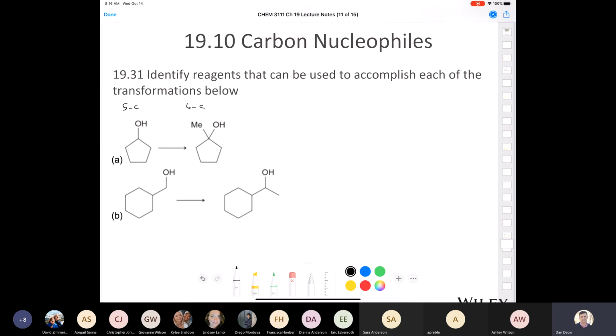Well, if I have a methyl group that's on the same carbon as an alcohol, probably the best way to think about that retrosynthetically would be if I had cyclopentanone, all I'd have to do is treat that with methyl magnesium bromide and then treat that with water, and that would give me the final product. So then the question becomes, how do I get from cyclopentanol to cyclopentanone? Who could tell me what would be a good way to do that? And there's more than one correct answer.